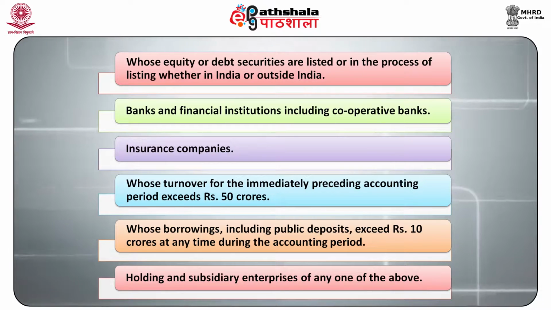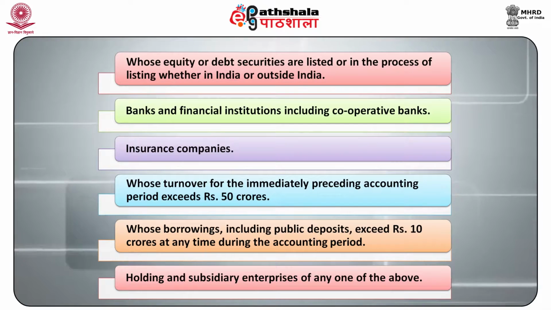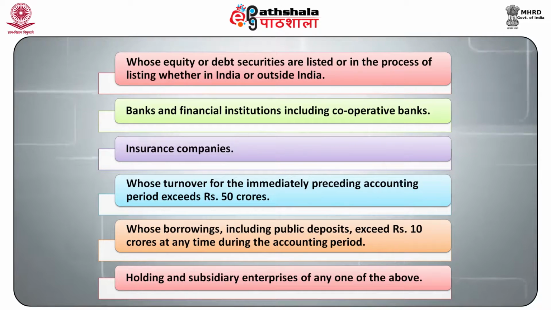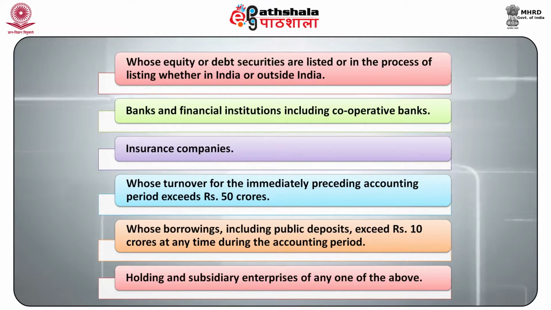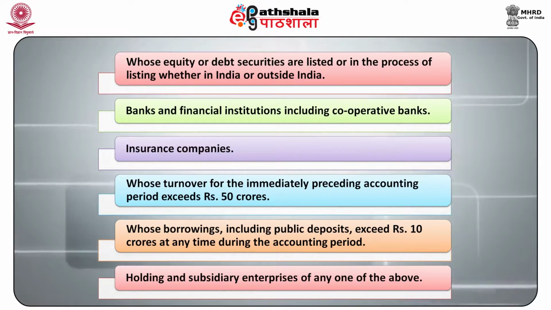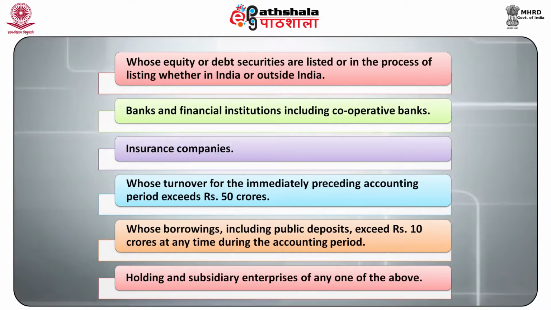Number 3, insurance companies. Number 4, whose turnover for the immediately preceding accounting period exceeds rupees 50 crores. Number 5, whose borrowings including public deposits exceed rupees 10 crores at any time during the accounting period. Number 6, holding and subsidiary enterprises of any of the above.